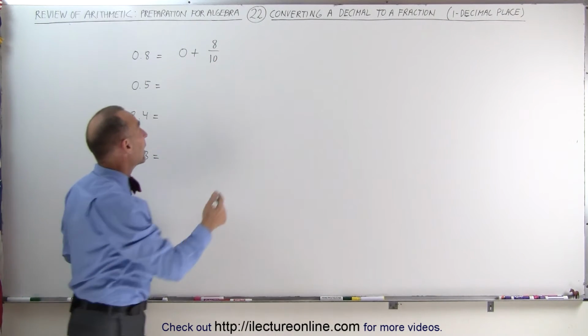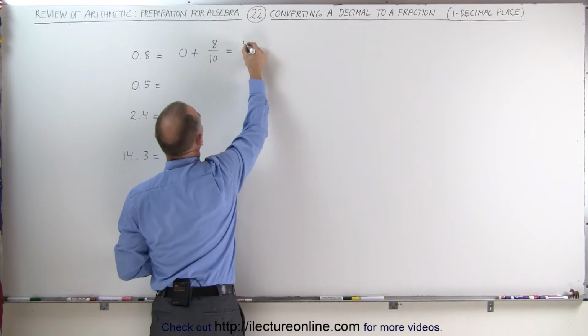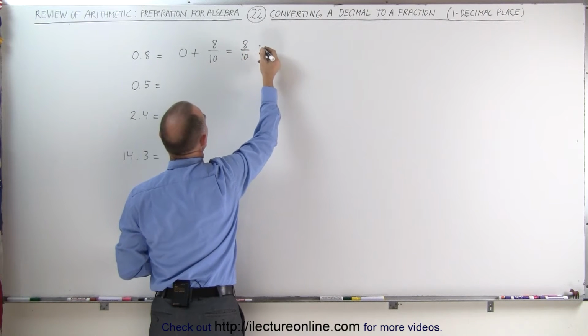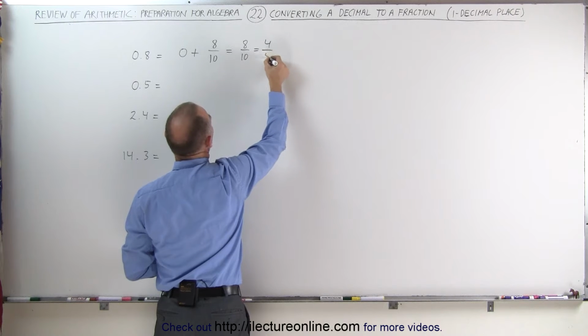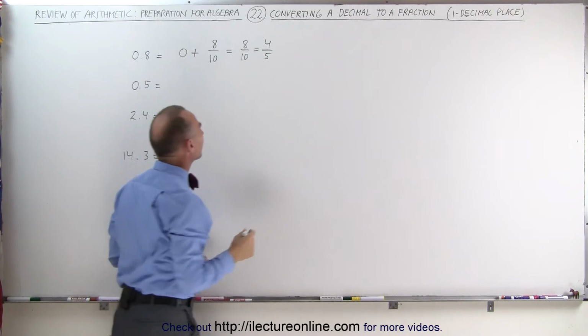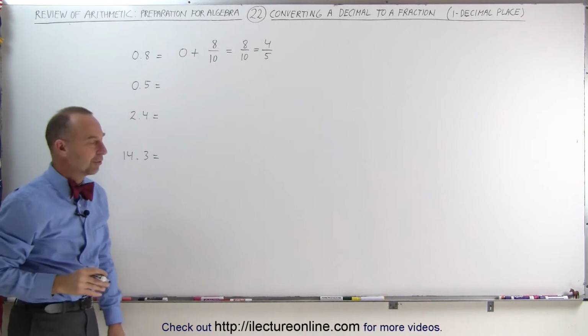Since we add 0 to that, this is simply 8 divided by 10, and that can be simplified. 8 divided by 2 is 4, 10 divided by 2 is 5, so when we divide both the numerator and the denominator by 2, we get 4/5.